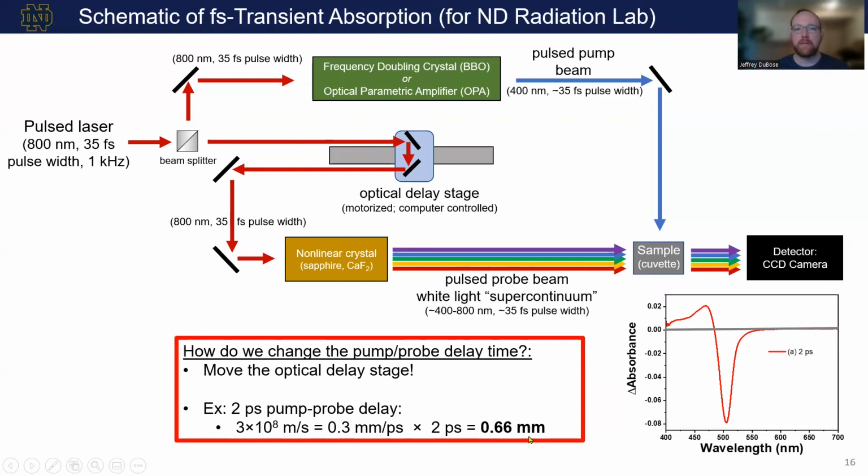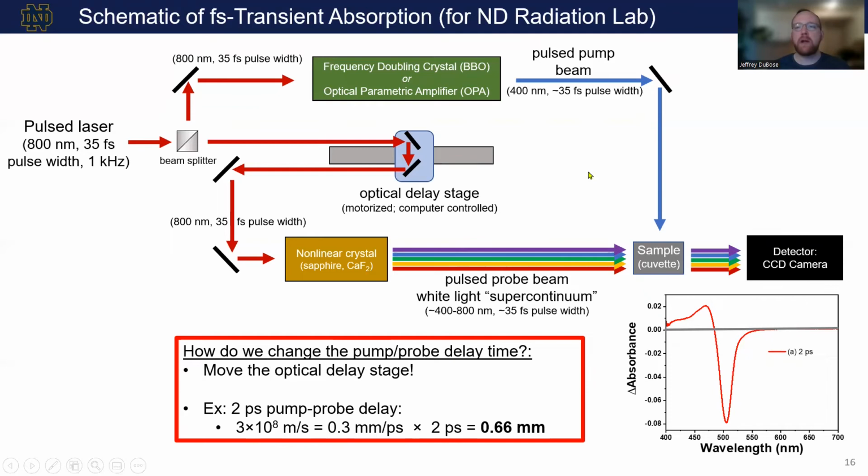And obviously, as you can imagine, if you were to take your tape measure and move a mirror exactly 0.66 millimeters, that gets a little bit tedious and difficult, because we also have to scan through multiple different pump probe delays. So this is where the optical delay stage comes in extremely handy. In this case, we have a set of mirrors on a computerized, controlled, movable mount. Typically there's a screw motor inside the optical delay stage that allows you to move things very precisely. So this is what we use in order to change the pump probe delay.